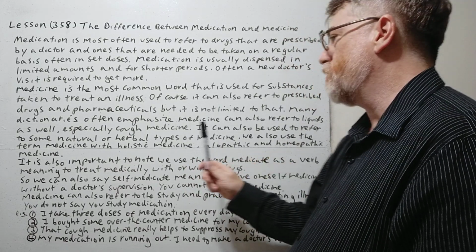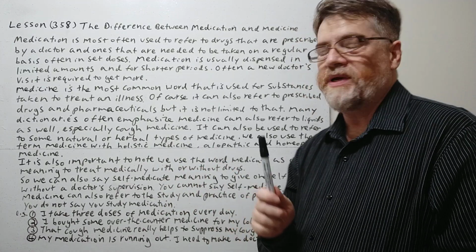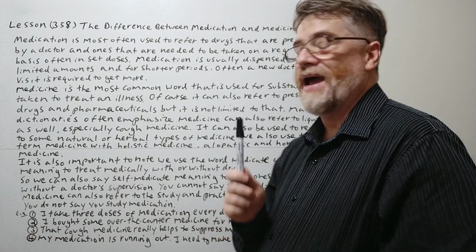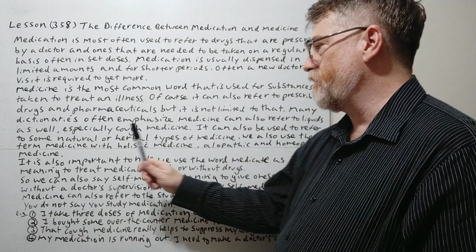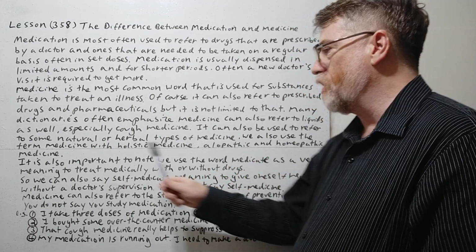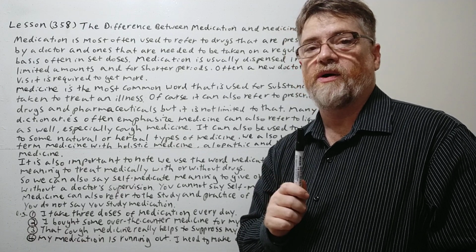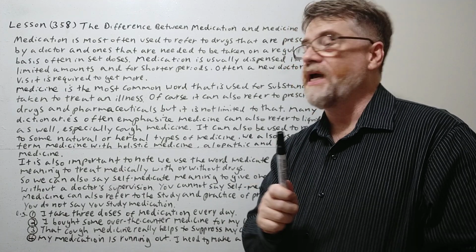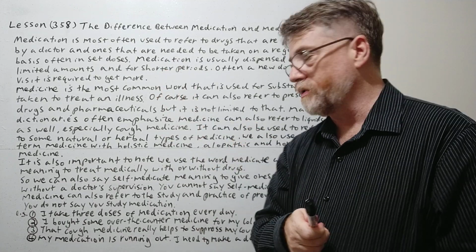It can also be used to refer to some natural or herbal types of medicine. This is another one. We never say herbal medication or natural medication. We will always use the word medicine. We also use the term medicine with holistic medicine, allopathic and homeopathic medicine. So very often these are not the prescribed drugs. In this case, we're still able to use the word medicine, but we're probably not using medication. Again, remember, medication is probably more often directly from the doctor and pharmaceuticals.